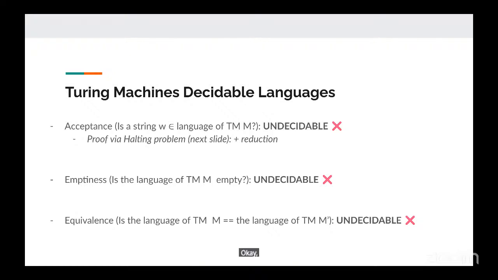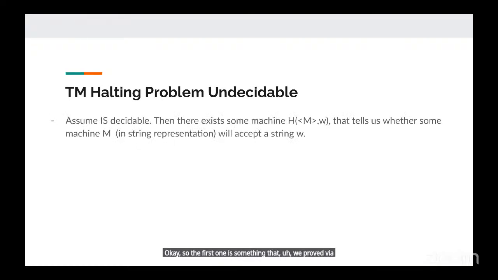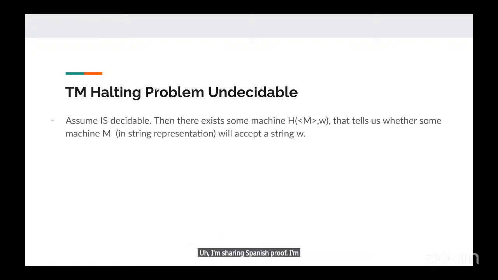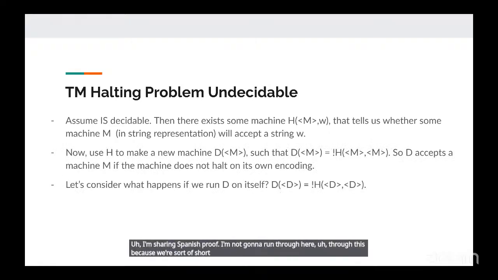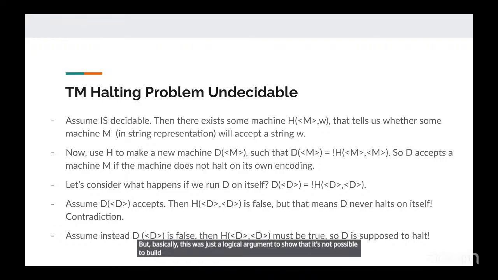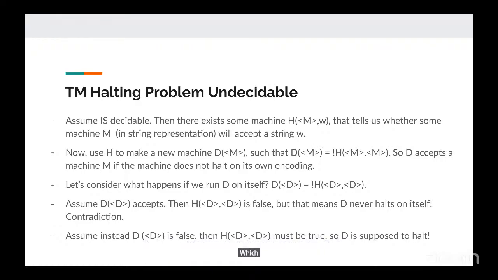Okay, so the first one is something that we proved via the halting problem, which is Alan Turing's famous proof. I'm not going to run through this because we're short on time, but basically this was just a logical argument to show that it's not possible to build some machine H which checks, on a given input, whether a Turing machine will halt or not in a decidable manner.